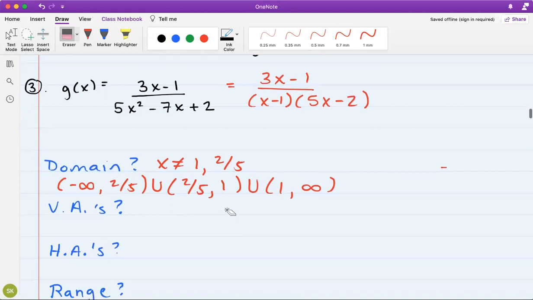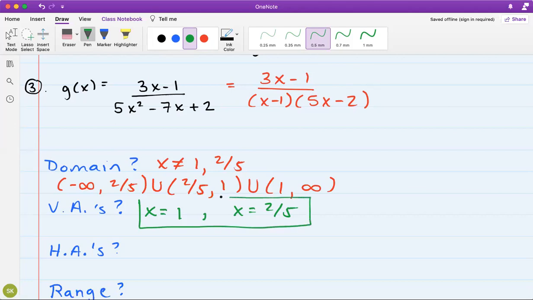Now for the vertical asymptotes, all we have to do is simplify this as much as possible. So if we have any common factors in the numerator and the denominator, we take them out. But notice that there's nothing in the numerator that's also in the denominator. So we don't have to factor this any further. So the vertical asymptotes just correspond to the factors in the denominator. So the vertical asymptotes, I'm going to put this one in green, it's x is equal to 1 and x is equal to 2/5. Notice that it corresponds to the numbers we had to take out of the domain, as long as that number wasn't also in the numerator as well. So these are going to be our vertical asymptotes.